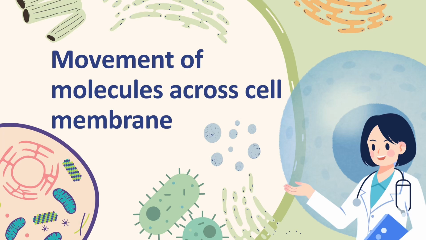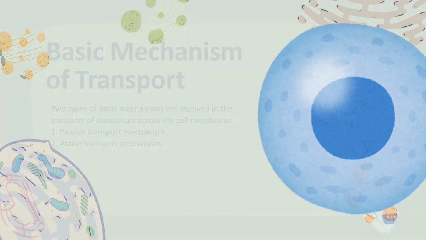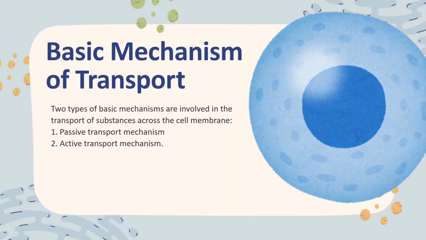Today we will discuss the intricate mechanisms that facilitate molecular transport that are essential for maintaining cellular homeostasis. So, the basic mechanism of transport. The transport of substances across the cell membrane occurs through two basic mechanisms. Number one is passive transport, which doesn't require energy, and number two is active transport, which depends on cellular energy and mainly ATP.